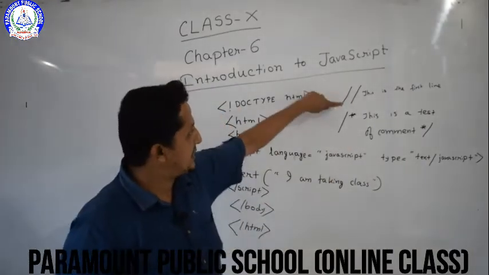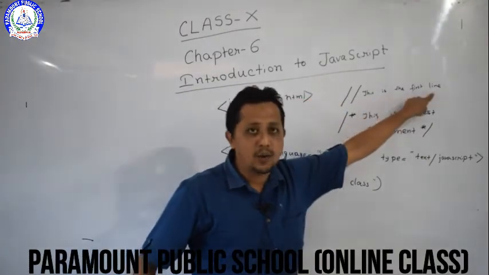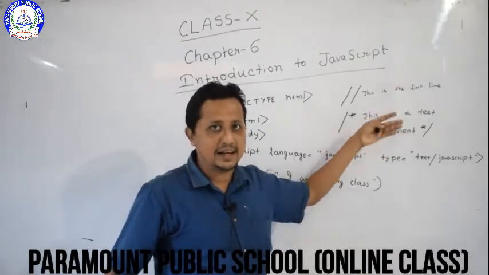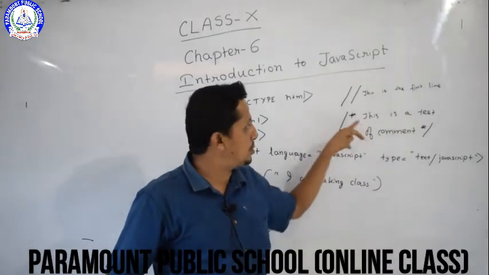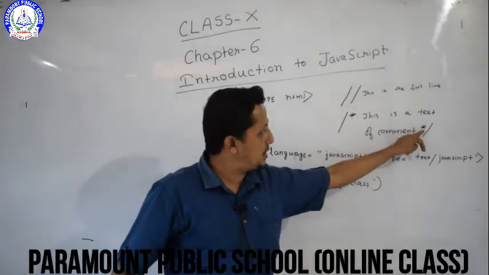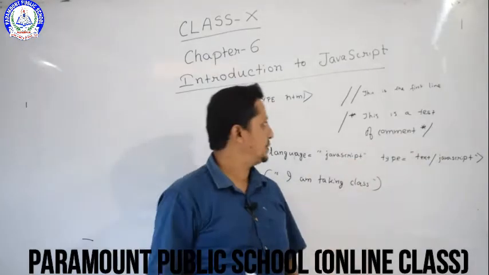Just see the difference. This is a single line comment, I have written only one line, and here it is more than one line, means two lines. You can add two lines, any number of lines. So this is a multi-line comment. We open with slash, asterisk, then we close with asterisk, then slash.